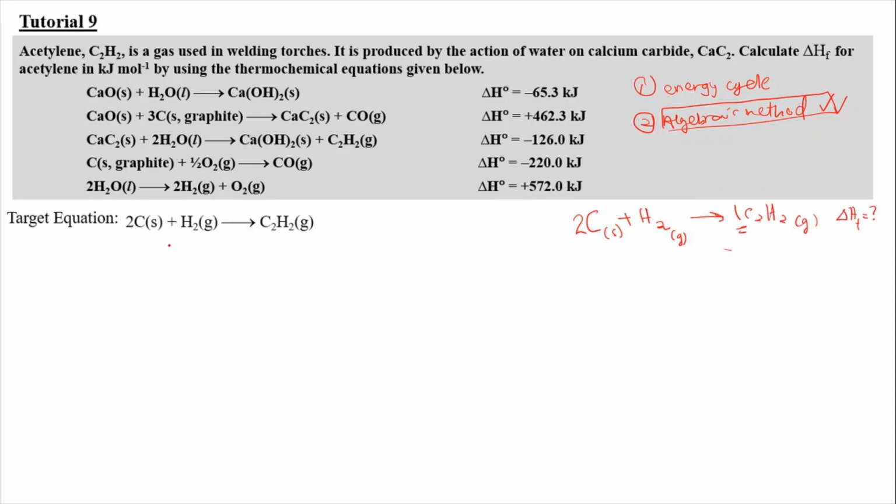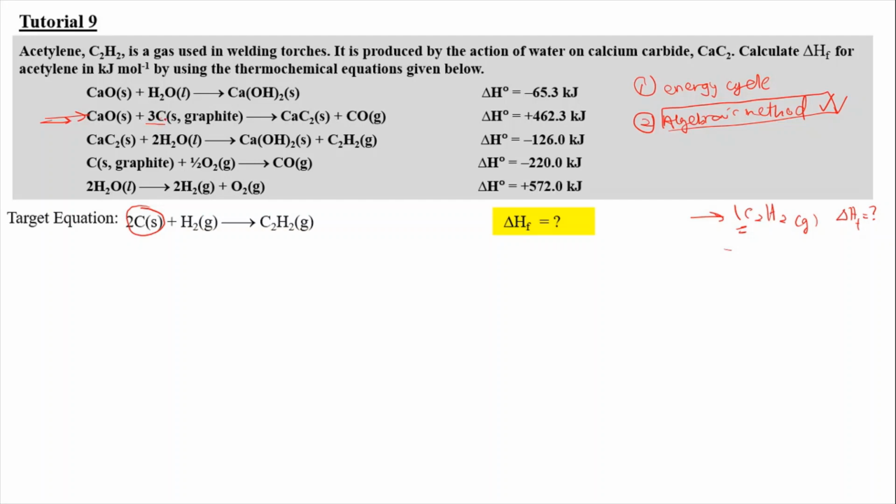Okay, so 2 carbon solid plus hydrogen gas produces C2H2 gas. And we need to find the enthalpy of formation, and we can do that by rearranging these equations using the algebraic method. So I'm going to start with this one first. I will maintain this equation as it is because in my target equation, I need 2 carbon on the reactant side, and from this equation I know that 3 carbon is already on the reactant side.